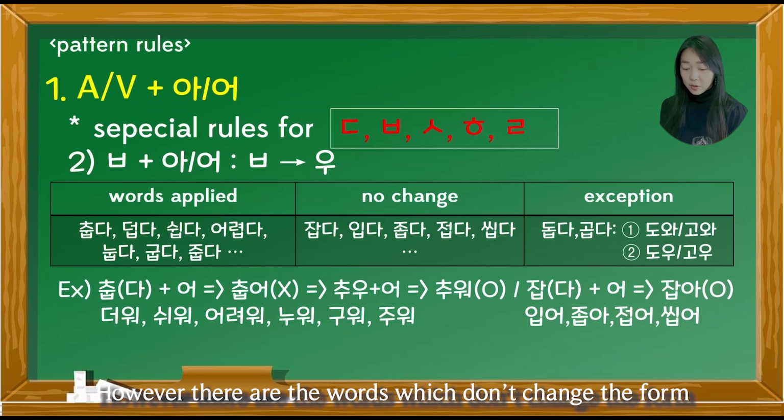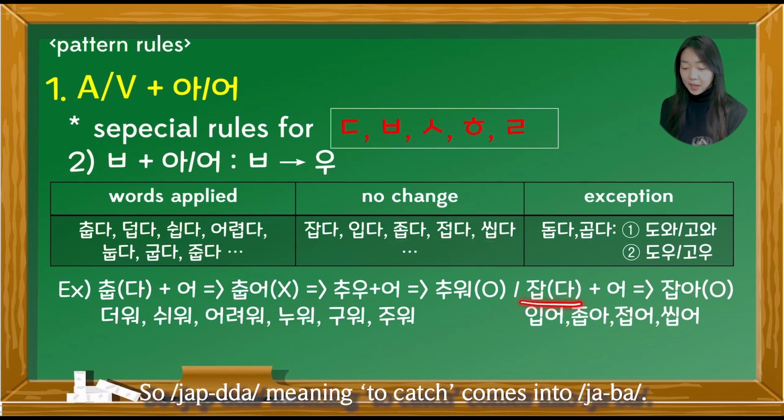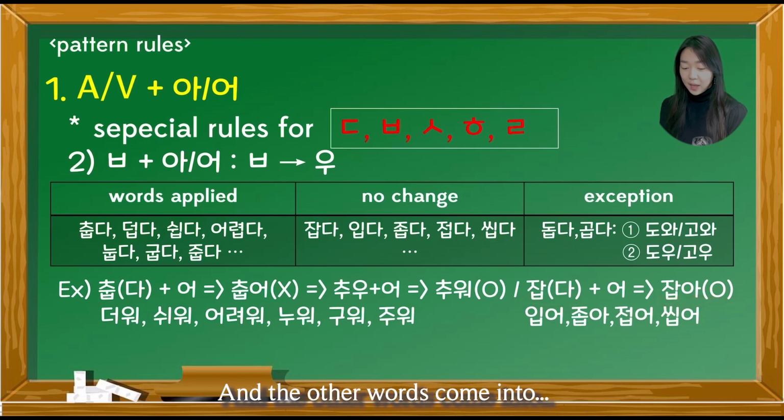However, there are the words which don't change the form even if they have 비읍. And here are the words. So 잡다, meaning to catch, comes into 잡아. And the other words come into 입어, 좁아, 접어, 씹어, etc.